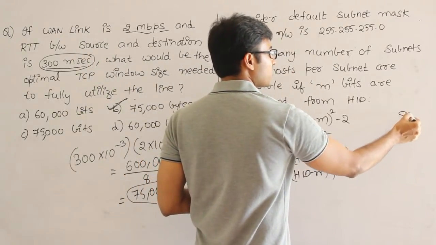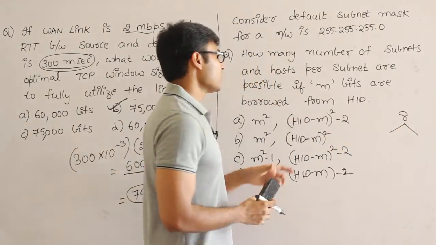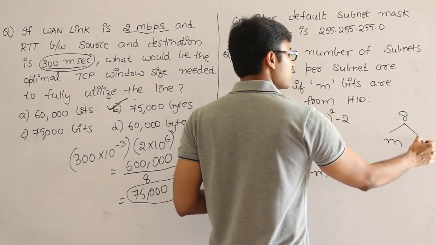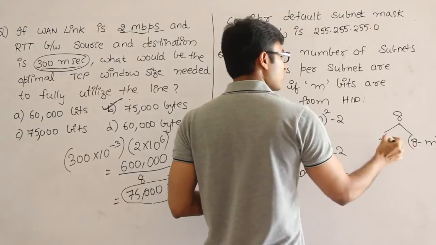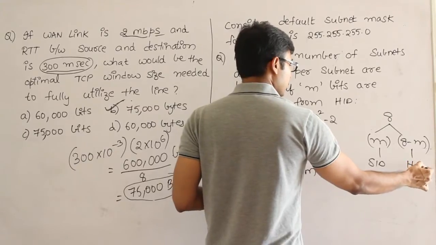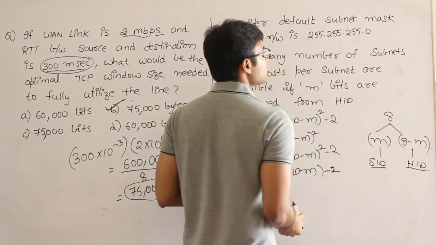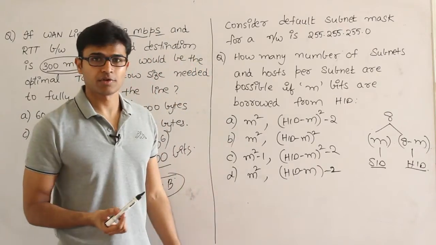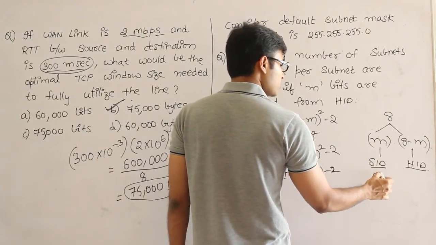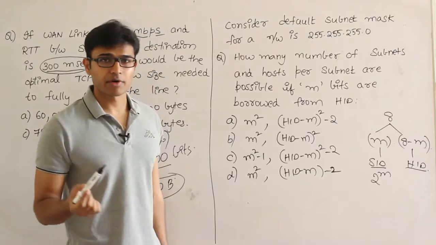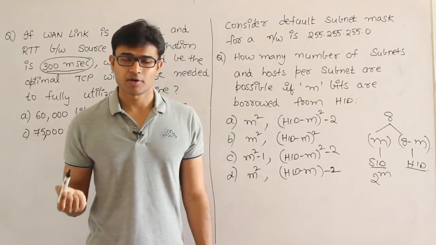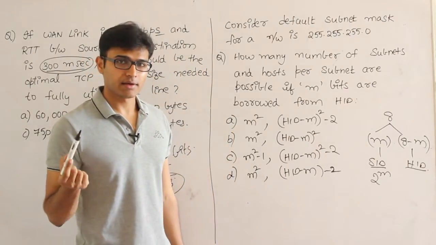8 bits. And from these 8 bits, if m bits are borrowed from the host ID, which means if you take out m bits, then how many bits are remaining in the host ID? 8 minus m. Therefore now m bits are given for the subnet ID part and 8 minus m bits are given for the host ID part. Therefore they are asking how many subnets are possible and how many hosts per subnet are possible. I told you that if you have m bits for the subnet part, then the number of subnets possible is 2 power m. Previously it used to be 2 power m minus 2, but right now go for 2 power m. In case in the options, if you don't find 2 power m at all, then go for 2 power m minus 2. But the right answer is 2 power m.